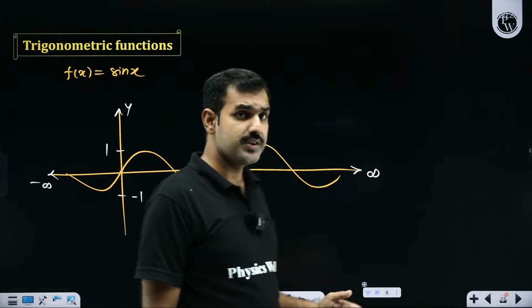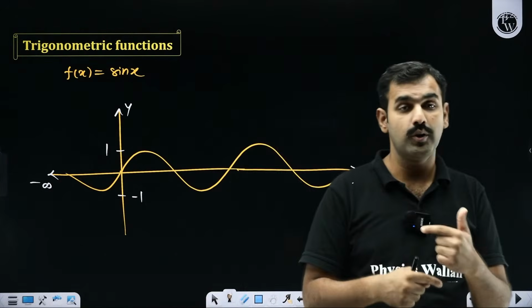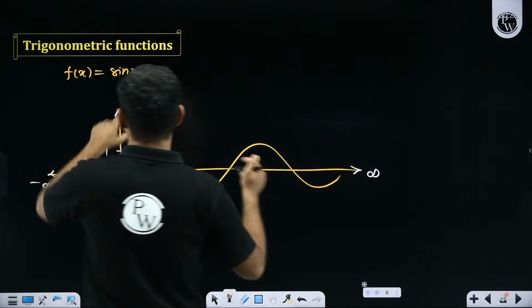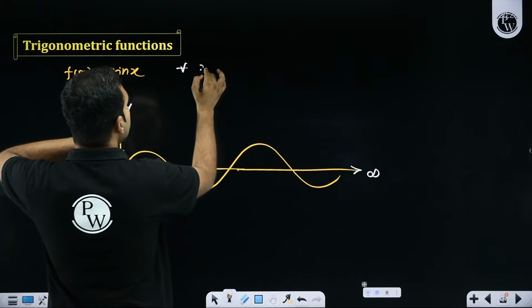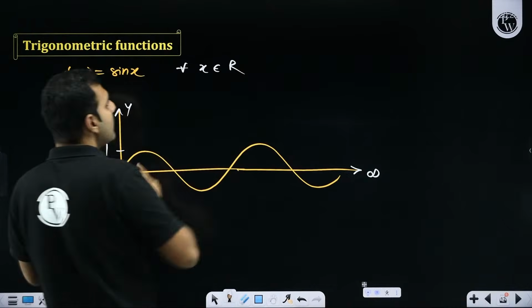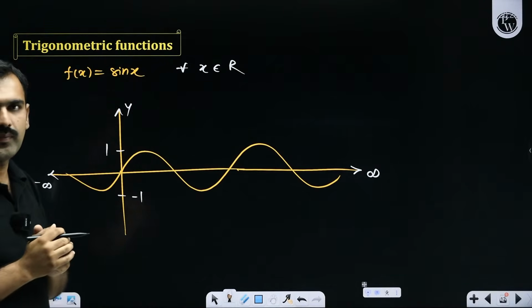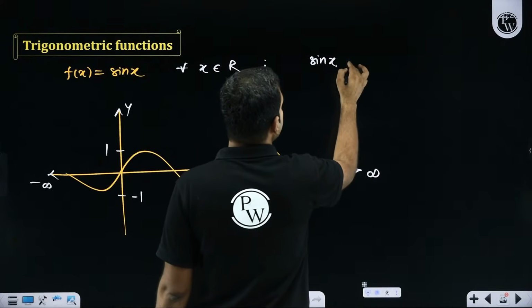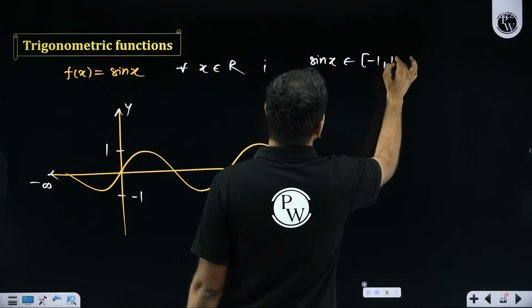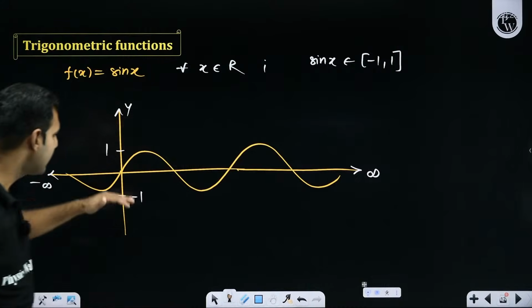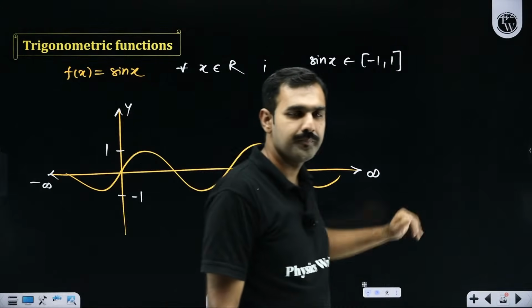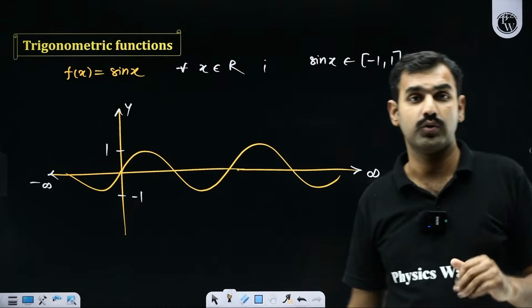I hope in relations and functions, we did understand the concept of domain and range, didn't we? I hope you remember all the values of x which I can put here are the domain. So x can take any real value. And all the values sin x can take will be the range, which means sin x, we can clearly notice, is roaming between -1 and 1. So its range is going to be -1 to 1.